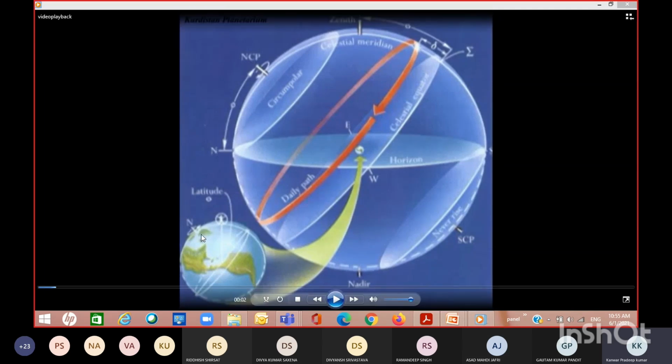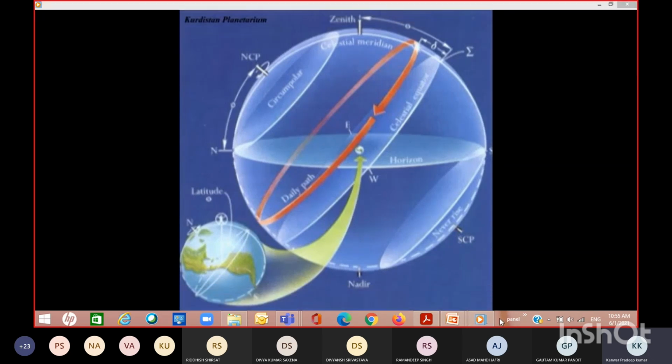The north pole, which was slightly inclined on the left side, you can see the north celestial pole projected on the top, inclined on the left side. Is it clear? Yes, sir. Okay.